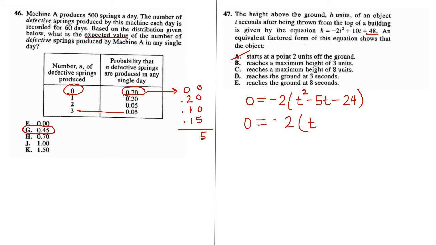So what can I multiply that gives me 24? Take those same two numbers, subtract them, and get -5. So it's going to be a -8 and a +3. And so I think it's going to be answer choice E, reaches the ground. Well, if we're on the ground, the height is 0. And so if I set each part equal to 0, t minus 8 equals 0, so t would be 8. So that would be the time that the height is 0, which means the object is on the ground. So 47 should be answer choice E.